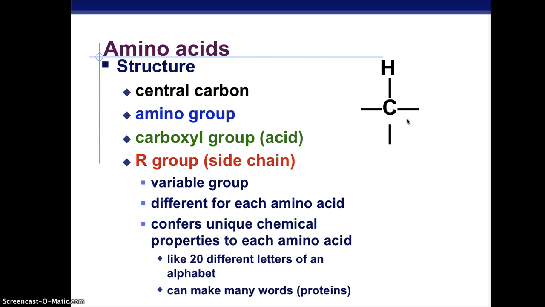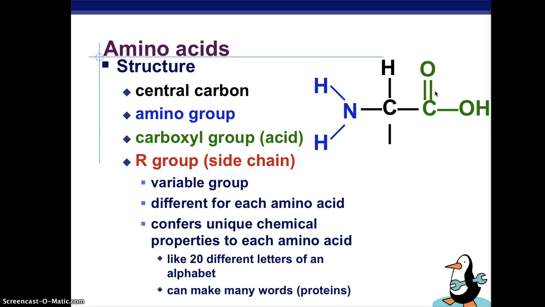So here's our central carbon. Over here is our amine. This is the carboxyl group, and this part here is known as the backbone of the amino acid. This is the same between every single amino acid you're going to find. The amine group, the central carbon, and the carboxyl group. This is also why we call them an amino acid. This is the amino part, and this is the acid part of our amino acid.